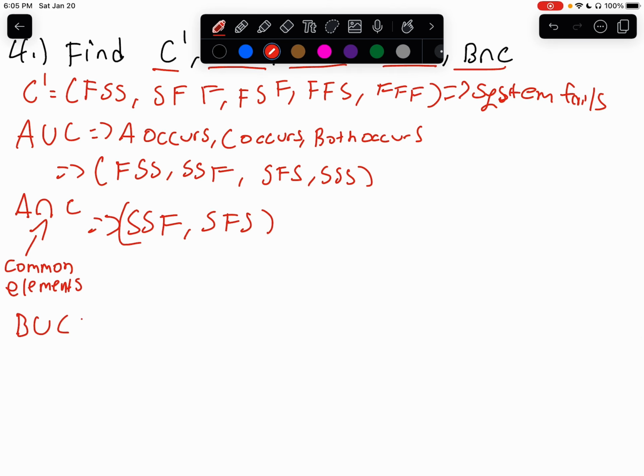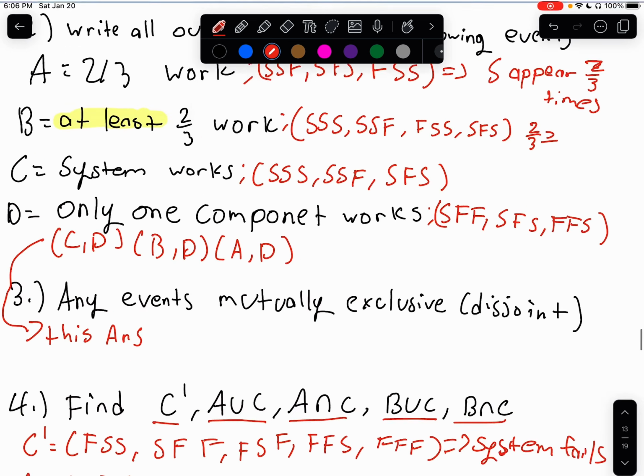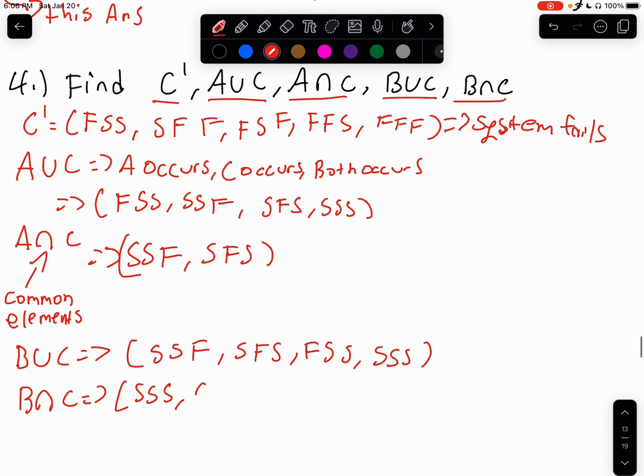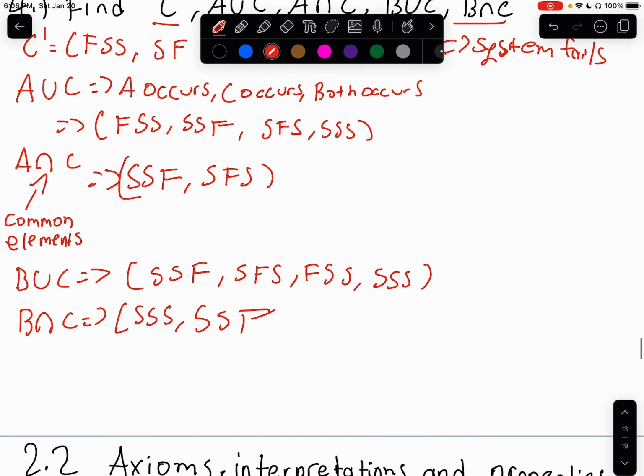B union C, remember, the same rules apply, right? So as we go, succeed, succeed, fail; succeed, fail, succeed; fail, succeed, succeed; succeed, succeed, succeed, right? Then B intersect C is succeed, succeed, succeed. So what are the common elements, right? It's SSS. So looking at B and C, SSS, SSF, succeed, succeed, fail. And then our next one, succeed, fail, succeed.